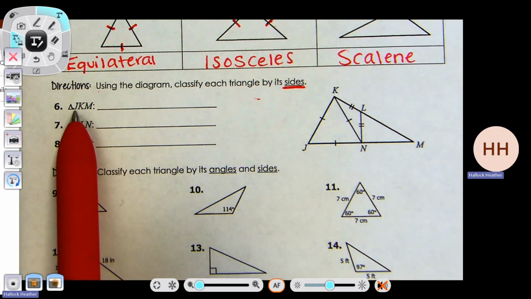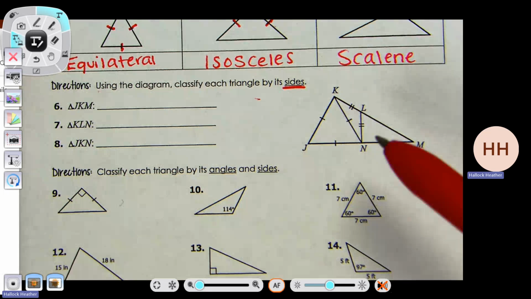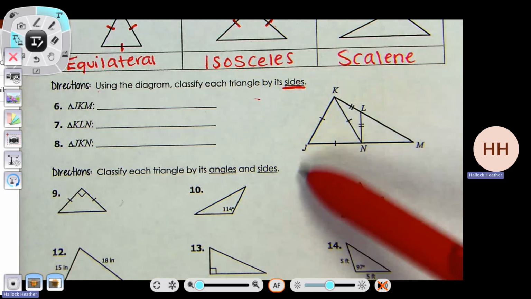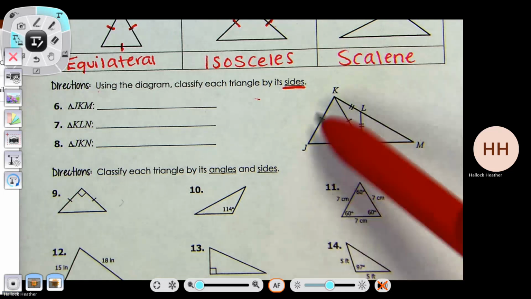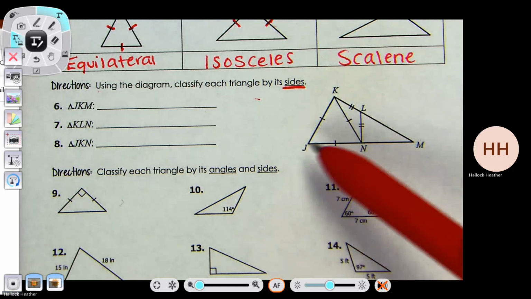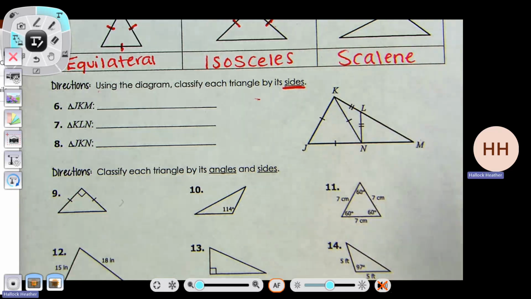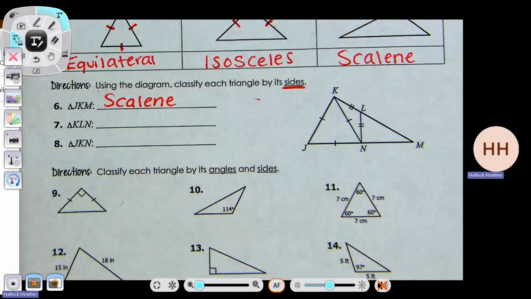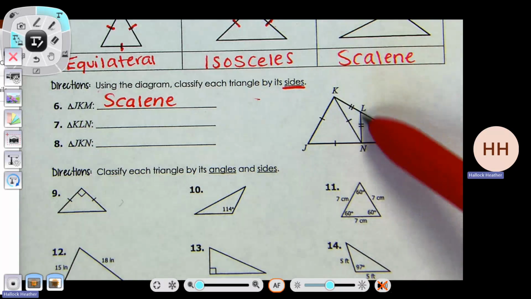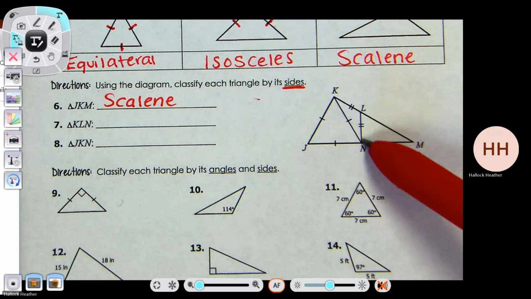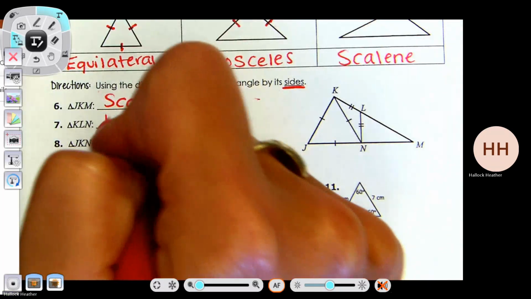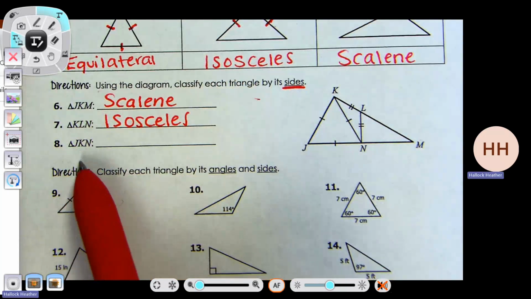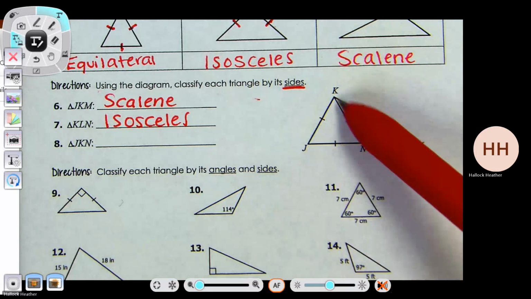Okay. For JKM, that's the whole thing. What kind of triangle is that? We're not using angles. It is scalene. Okay. KLN, isosceles. JKN, equilateral.